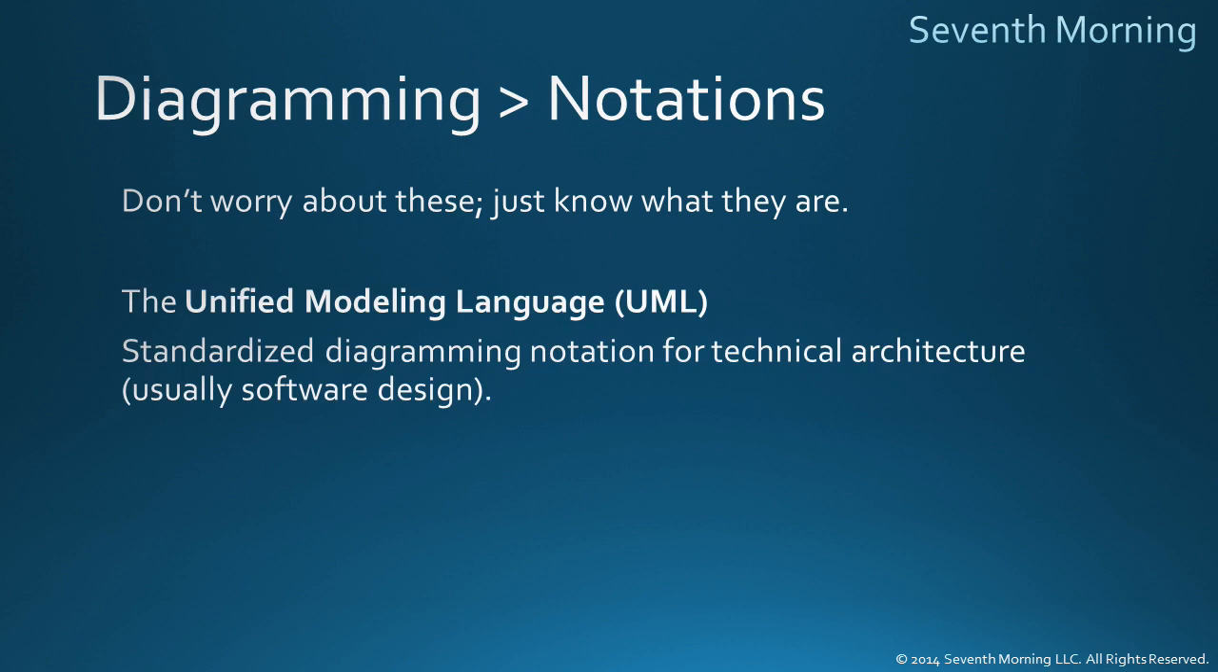The first is the Unified Modeling Language, or UML. UML is primarily used by technologists to describe the design of software, specifically software written using an object-oriented programming language. If you've taken a course in programming, you may be familiar with some of these concepts implemented in languages like C++, Java, and C#.